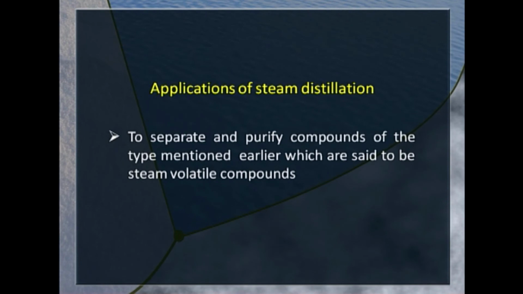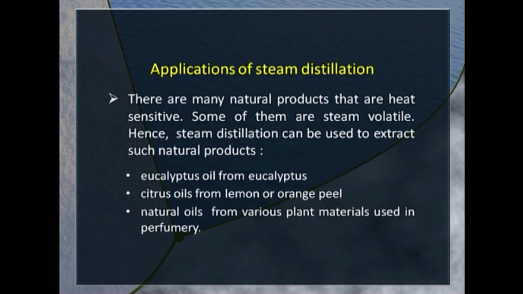What is the application? Definitely, it is to separate and purify compounds of this type, which we have mentioned earlier, which are said to be steam volatile compounds. These are generally the natural products that are very sensitive to heat. Some of them are steam volatile, and steam distillation can be effectively used to extract such plant materials like eucalyptus, citrus oils, and natural oils which are used in perfumery from the plants.